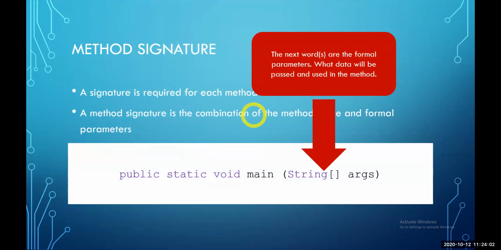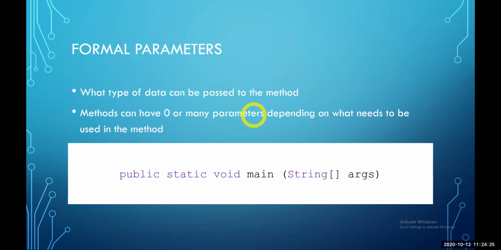All right. And then finally are the formal parameters, okay? The formal parameters are what you would be passing to that method. So what is that method going to use to do its work? If I'm trying to get the max from a list of numbers, I want to pass that list of numbers so that it can use it, right? So those formal parameters, what type of data can be passed to the method? So in this case, in the main, it's a list of strings, which would be those arguments or options that I was talking about earlier.